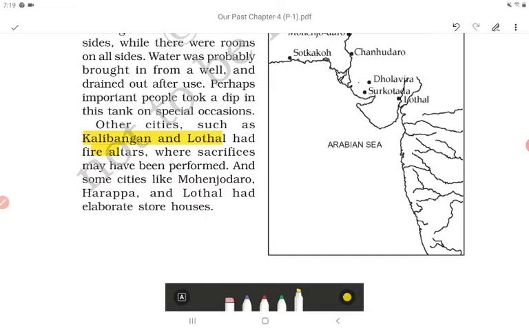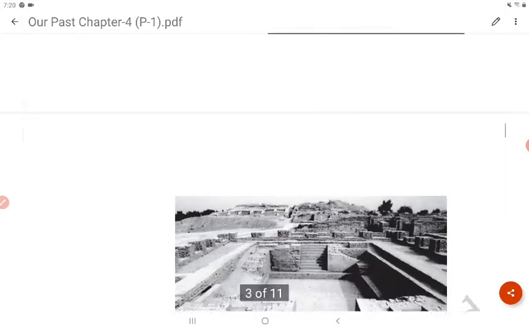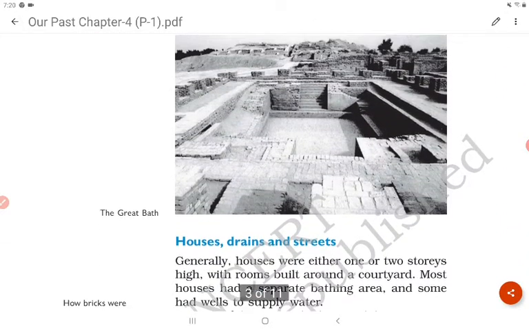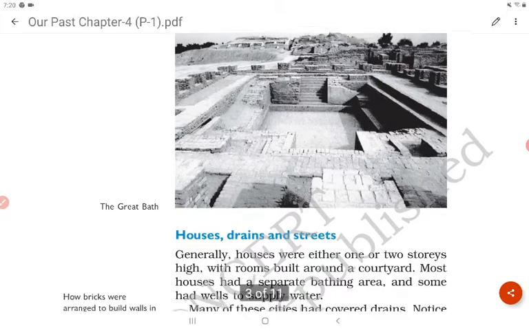And some cities like Mohenjo-daro, Harappa and Lothal had elaborate storehouses. Kalibangan and Lothal had fire altars, and Mohenjo-daro, Harappa and Lothal had elaborate storehouses. This is the picture of the Great Bath.